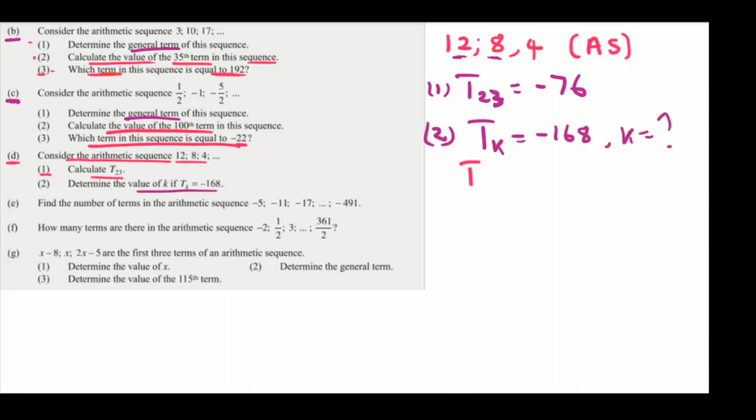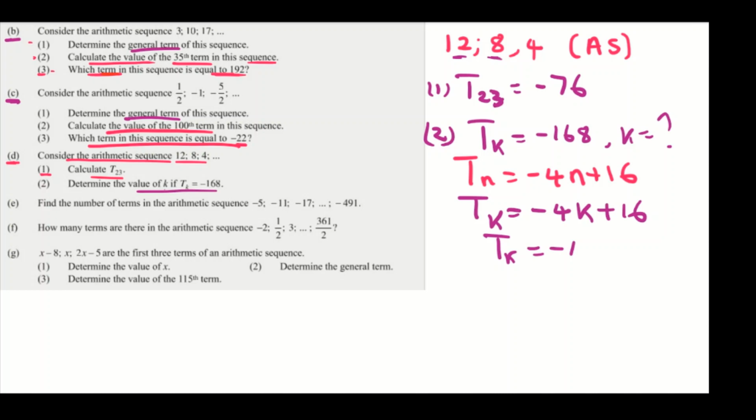Remember that our tn is equal to minus 4n plus 16, right? Oops, I made a mistake here. T subscript n is equal to minus 4n plus 16, right? We can write it in terms of k. T subscript k is equal to minus 4k plus 16. So we are given tk, which is equal to minus 168, and we are asked to find k.